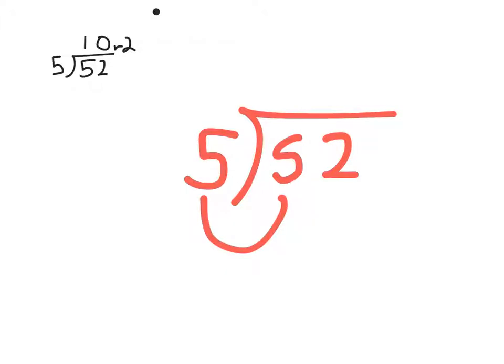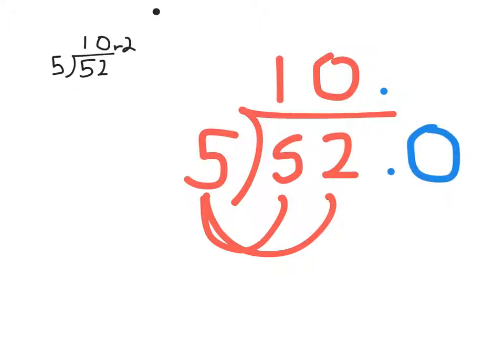5 goes into 5 once. 5 goes into 2 0 times, with remainder 2. But instead of writing R2, I'm going to do this. Put a decimal point, perfectly in line with my place value. That's really important. And then put a 0 there. Now, instead of putting the remainder up the top, like I did with my other question, I'm going to put that remainder next to that 0.